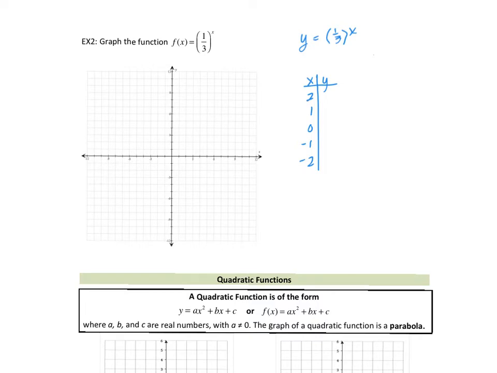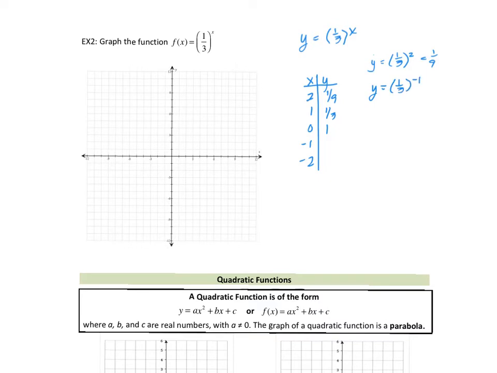If you put in 2 for x, then you have a y value of 1/3 to the second power. So that's 1/3 times 1/3. It's 1/9. It's not 1/6. If you put in 1, 1/3 to the 1 power is simply 1/3. If you put in 0, anything to the 0 power is 1. Put in -1, so y is equal to 1/3 to the -1.